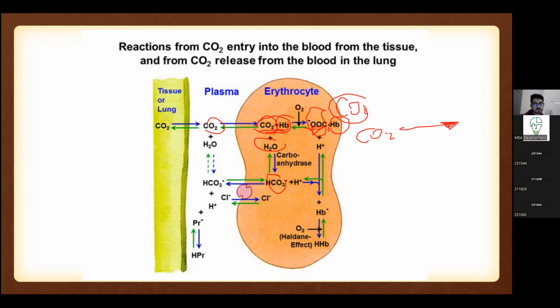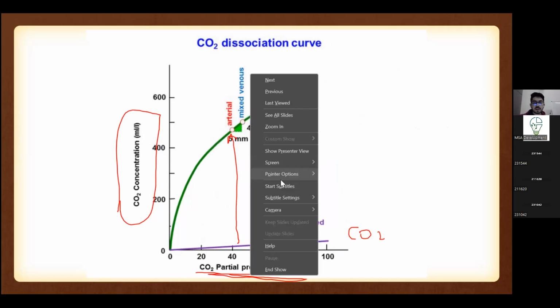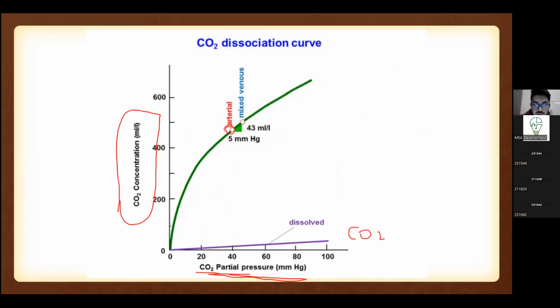Again, this graph shows both the dissolved CO2 and the chemical form. The chemical form includes both the bicarbonate and the carbamate. As you can see here, the difference between the arterial concentration of CO2 and mixed venous concentration of CO2 is about 43 milliliters for each liter of blood.